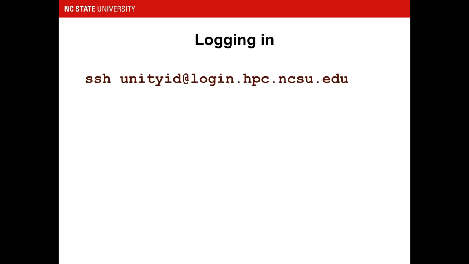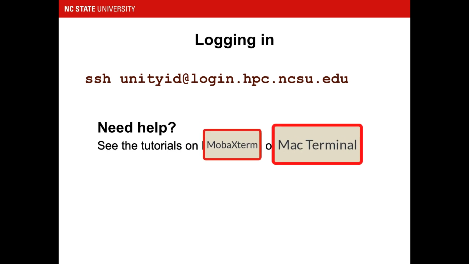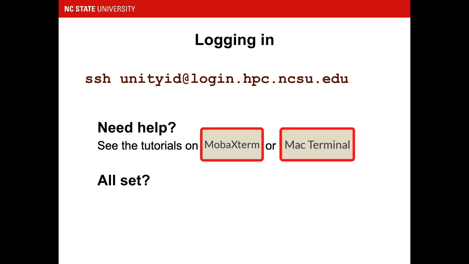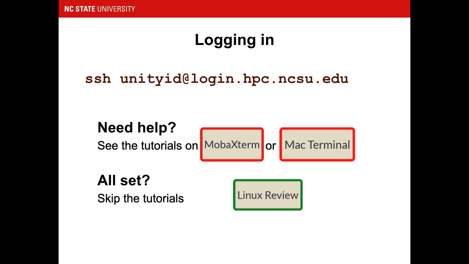You log in to Henry2 using the SSH protocol. Simply type ssh followed by your Unity ID at login.hpc.ncsu.edu. If you would like some assistance opening a terminal and logging in, please see the following videos. If you are all set, skip to the next session. The next session will be a review of Linux Essentials.